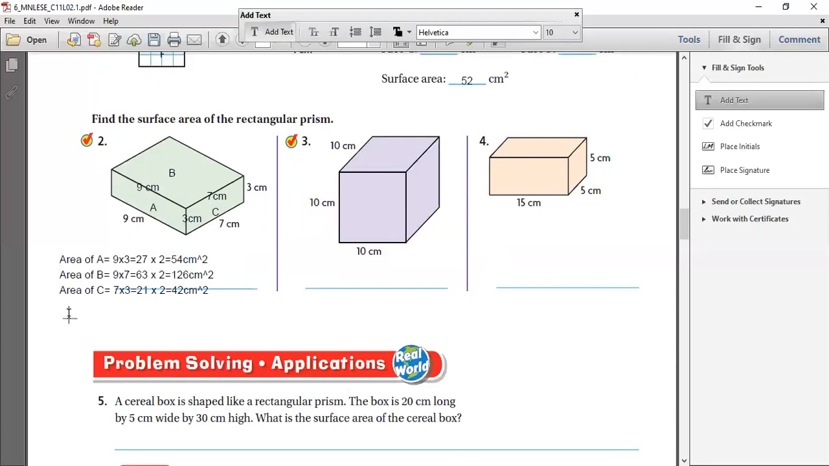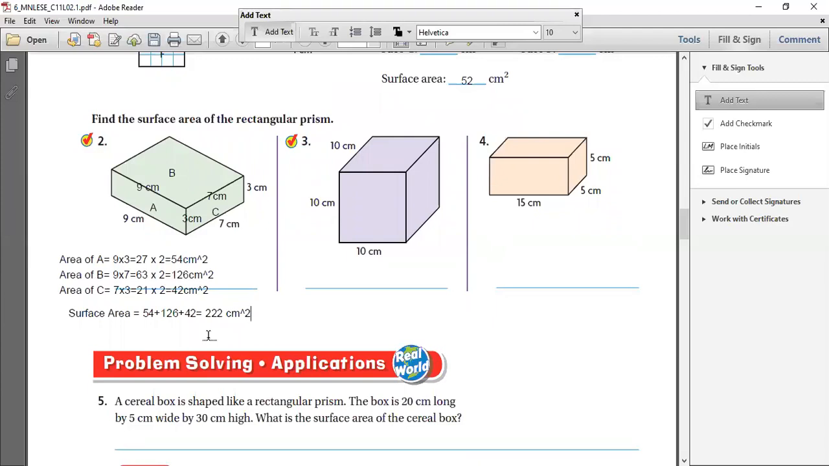Now, how do you find the surface area? We are going to find the surface area, which is the addition of all of this. So we write 54 plus 126 plus 42. 126 plus 54 will give you 180. 180 plus 42 is going to give you 222 square centimeter. Hopefully you have understood the lesson.